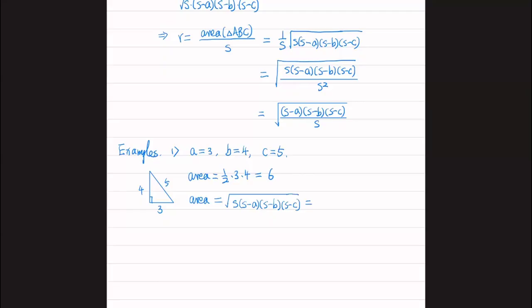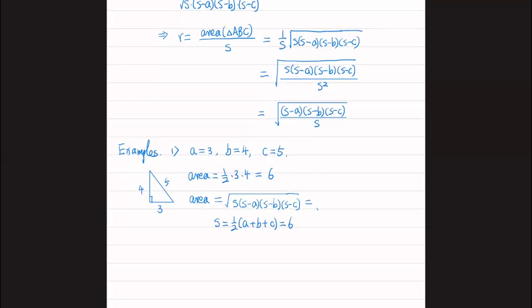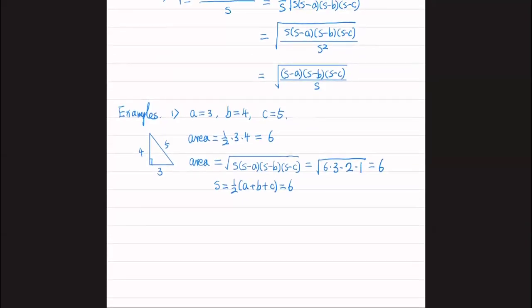So in this case, the half perimeter is also 6. This will be 6. 6 minus 3, 6 minus 4, 6 minus 5. It's 6. Now, what is the inradius?